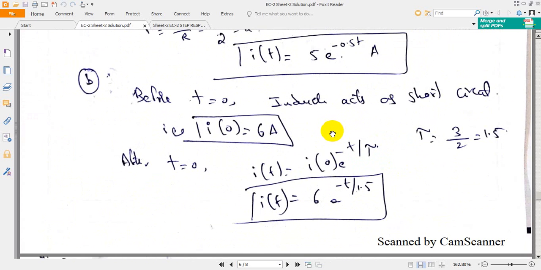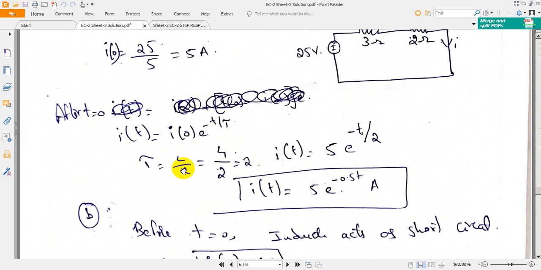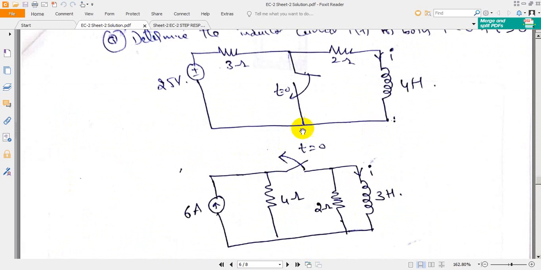Hence after t is equal to 0, it is a free response. It does not have any power supply. Hence the current flowing in an RL circuit without any external power supply is I of t is equal to I naught e power minus t by tau. Tau is L by R for an RL circuit. L value is 4 and R value is 2, so you will get tau as 2. I of t is equal to I naught e power minus t by tau, so you will get I of t is equal to 5 e power minus 0.5 t. This is for the free response circuit.